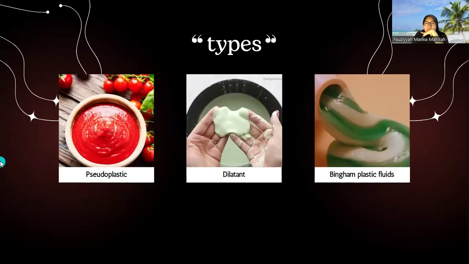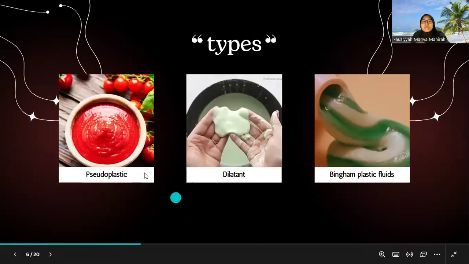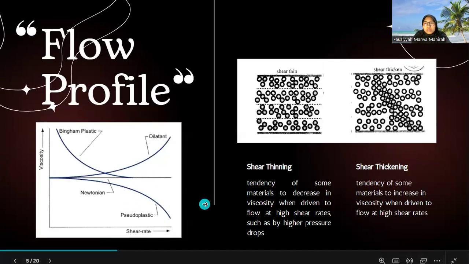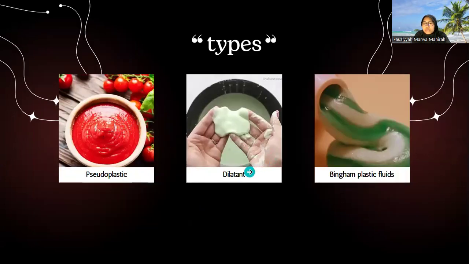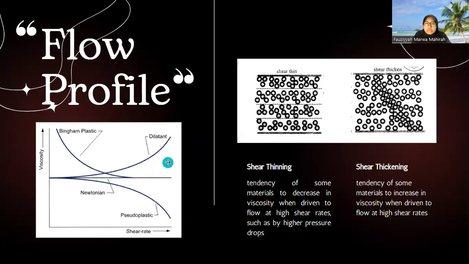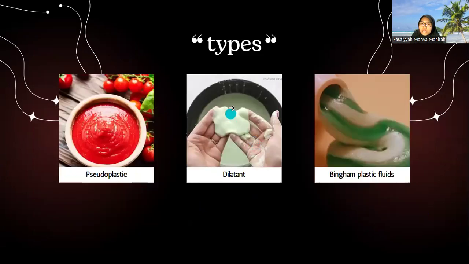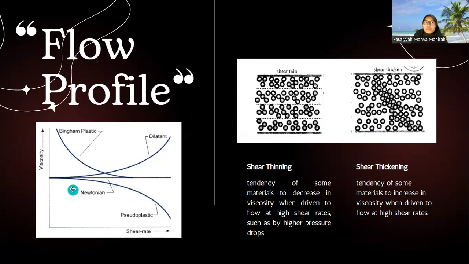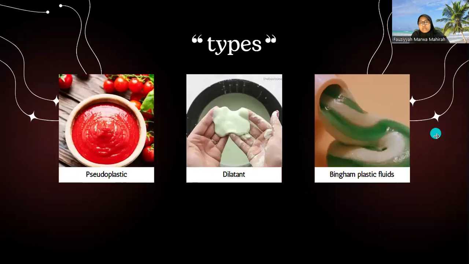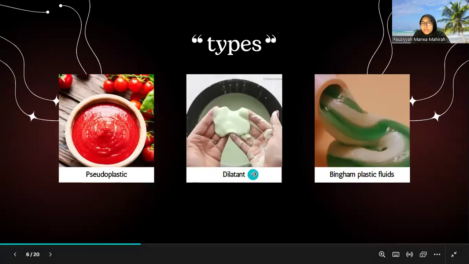For pseudoplastic, the example is tomato ketchup. When you give force to tomato ketchup, it will have less viscosity. And then dilatant: when you give more shear to oobleck or cornstarch water, it will have more viscosity. And for Bingham plastic fluids like toothpaste, it is very much the same as pseudoplastic, but from the start point it has a lot more viscosity than tomato ketchup.